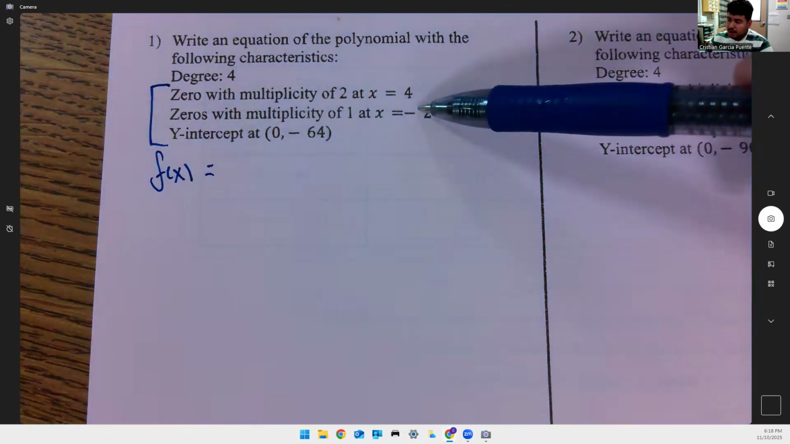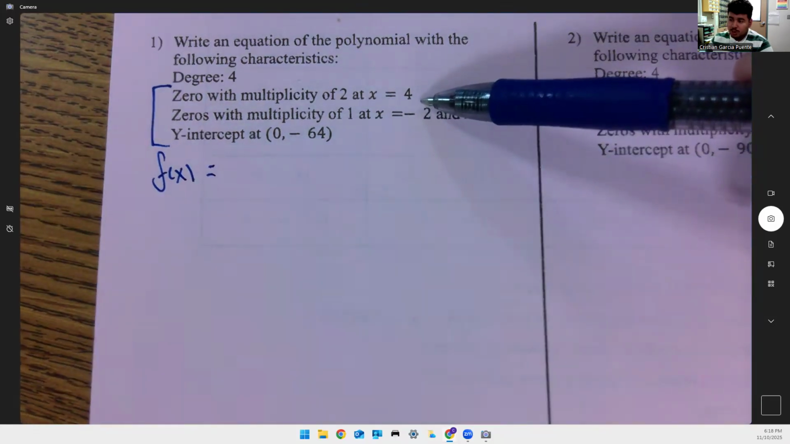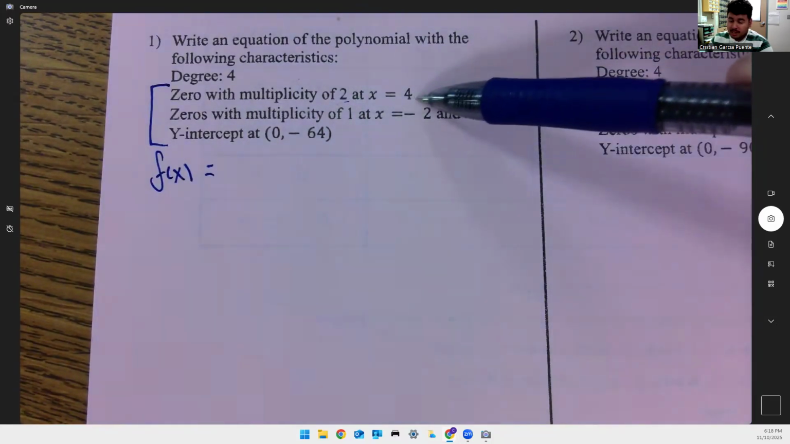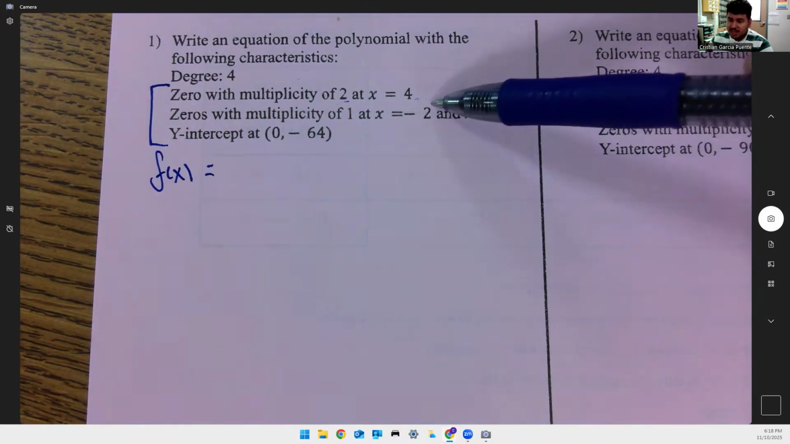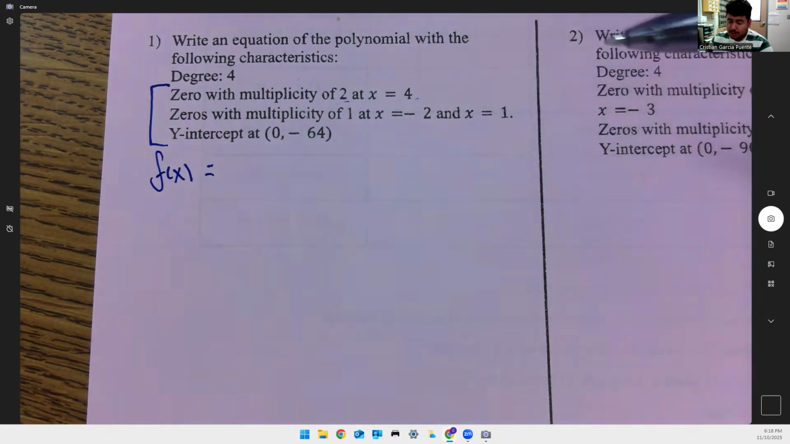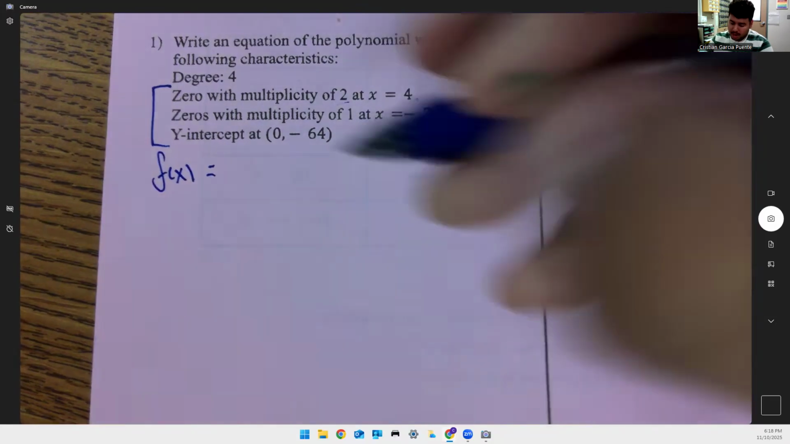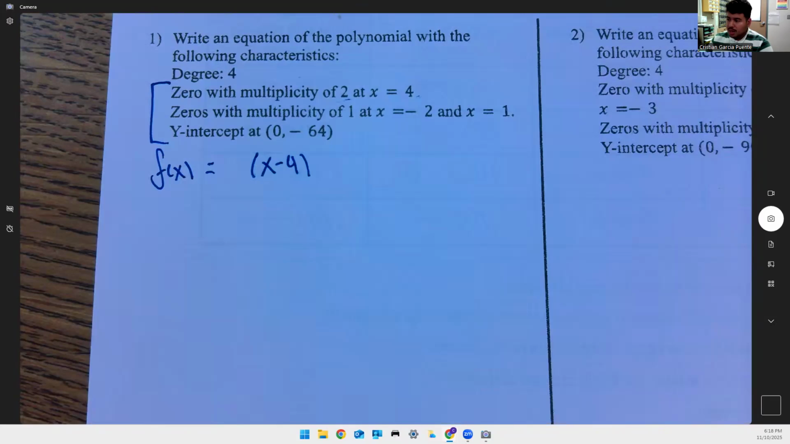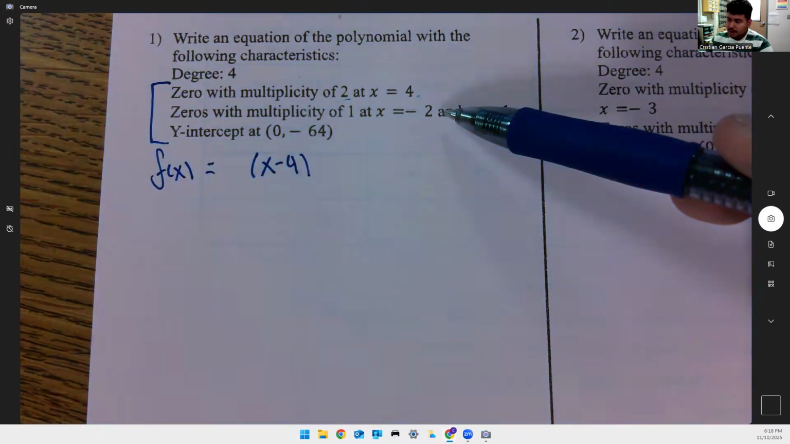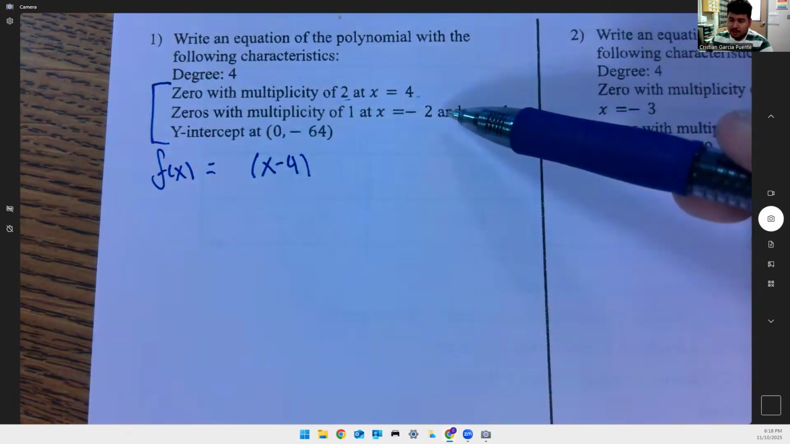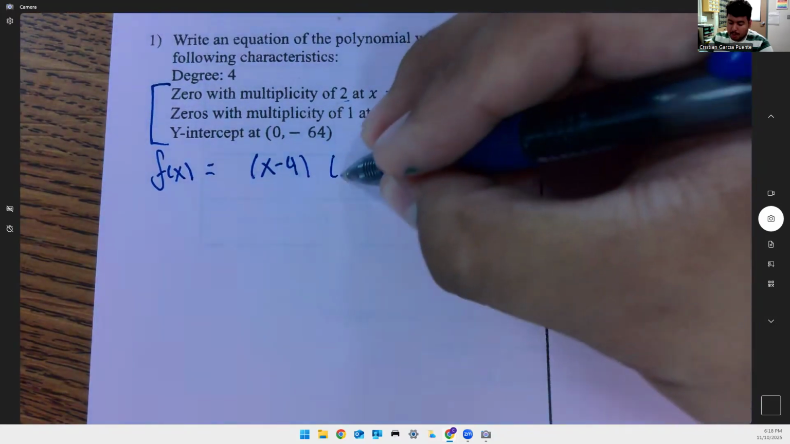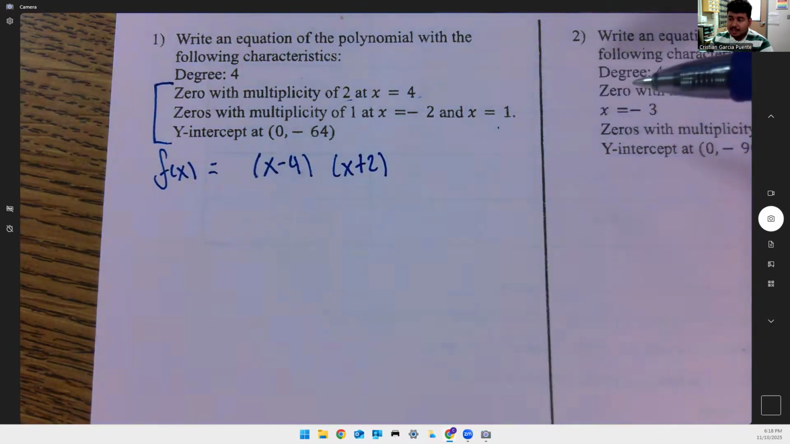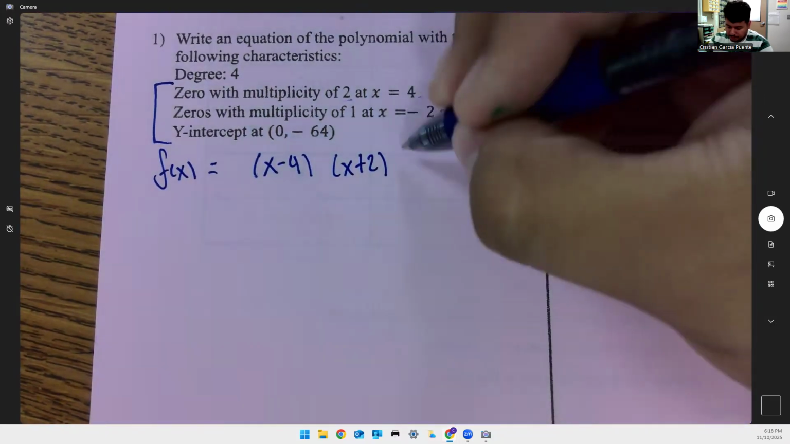you have, it says 0 with multiplicity of 2. Don't worry about what this 2 means right now. All we worry about is this. So it's x equals 4. Remember, when we put parentheses, we put the opposite number. So what's the opposite of positive 4? Negative 4. So it's x minus 4. And now right here, you have x equals negative 2. So what's the opposite of negative 2? Positive 2. And then lastly, what's the opposite of positive 1? Negative 1.